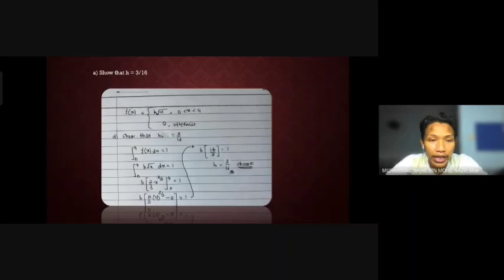Question A wants us to show that h equals 3 over 16. So how can we find h is 3 over 16? Let's look at our piecewise function. We have f(x) is hx when the value of x is greater than 0 and less than 4. For question A, we can find the h value by substituting the function hx into the formula of integration from 0 to 4 of f(x) dx equals 1.